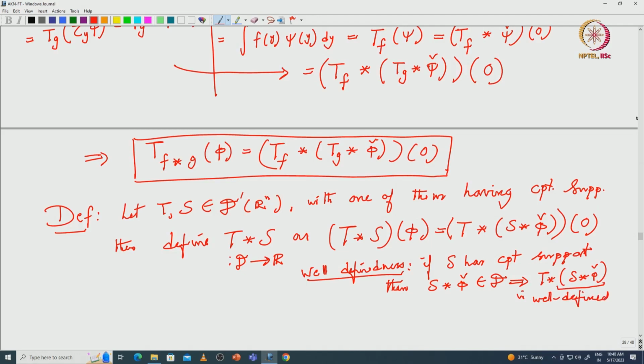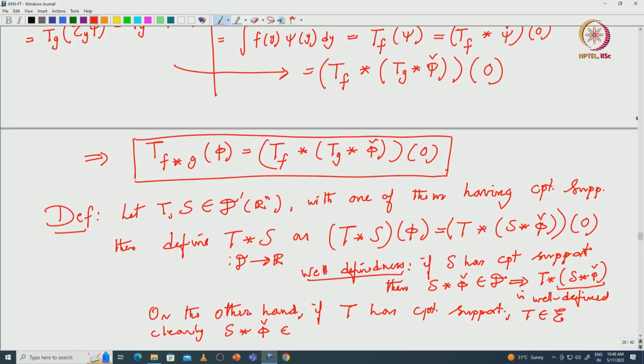You do not need the convex support of T because S star of features has a... On the other hand, if T has convex support, clearly S star of features, only if S has convex support, S star of features will be in D, but then this will have is in, that means that T is in E prime, that is the meaning of that one, that D is in E prime. S star of features need not be in D.